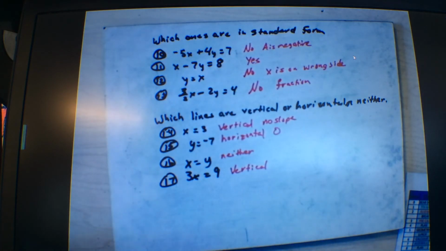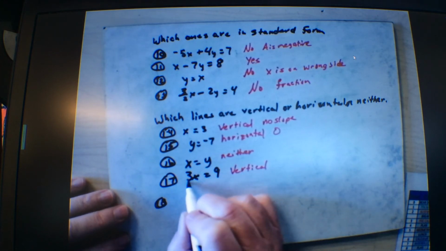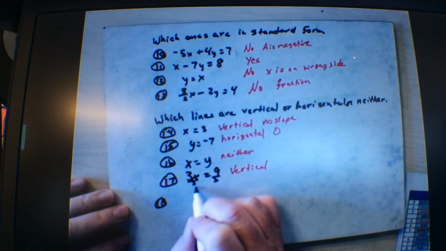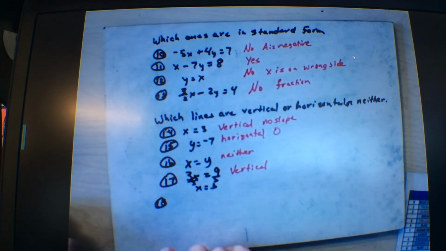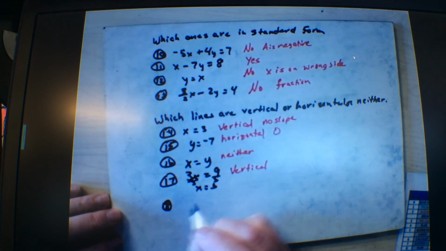Why is 17 vertical? Because if you solve for x, you get x equals 3. Does that make sense? That's the same as 14. Yes, it is the same as 14. Number 18.